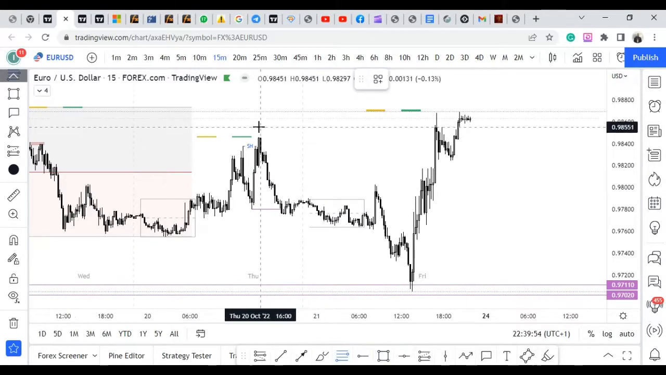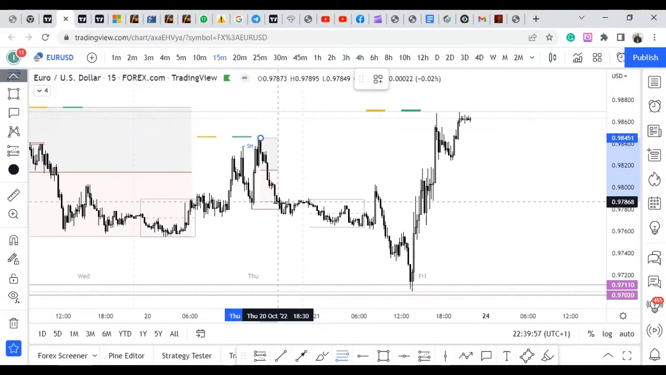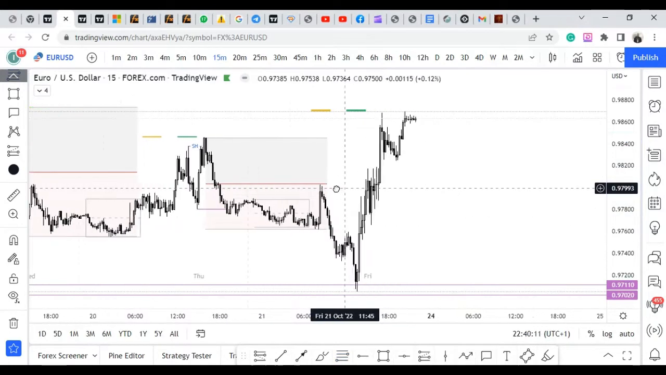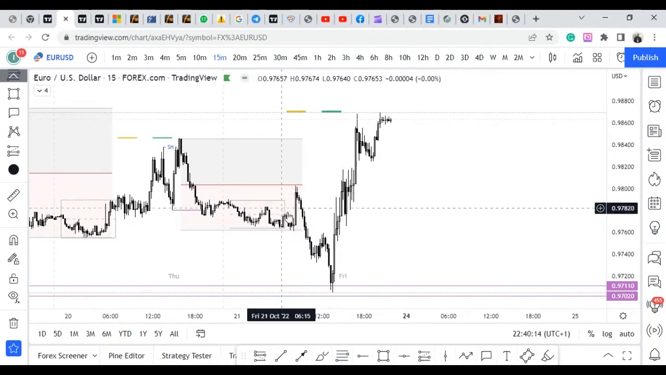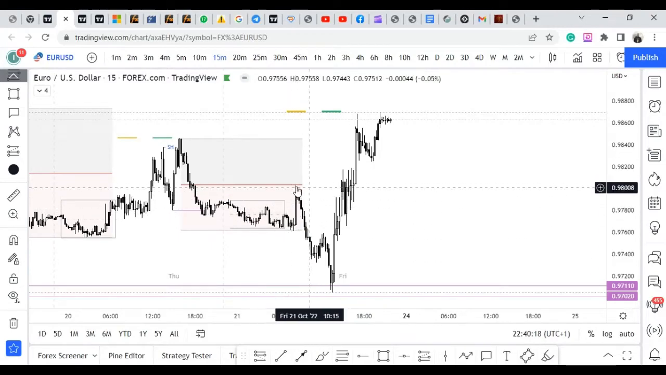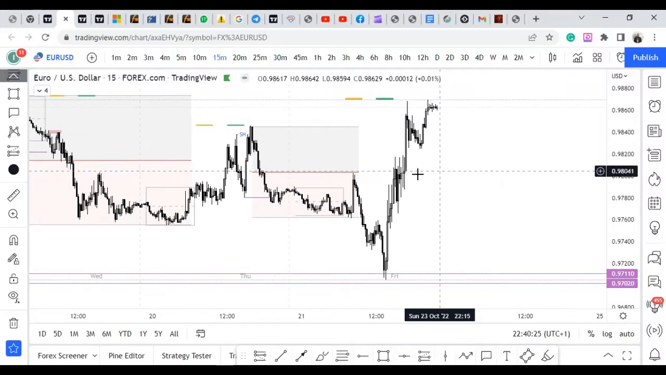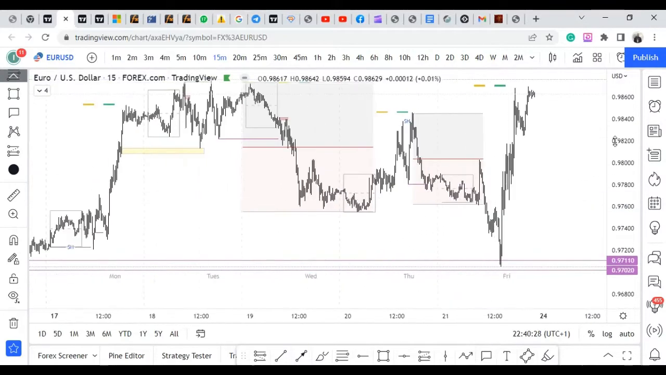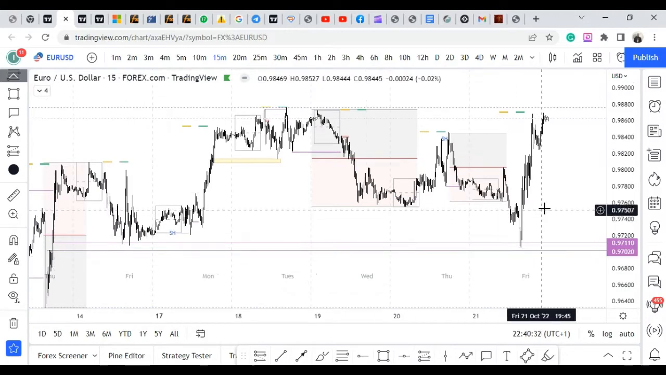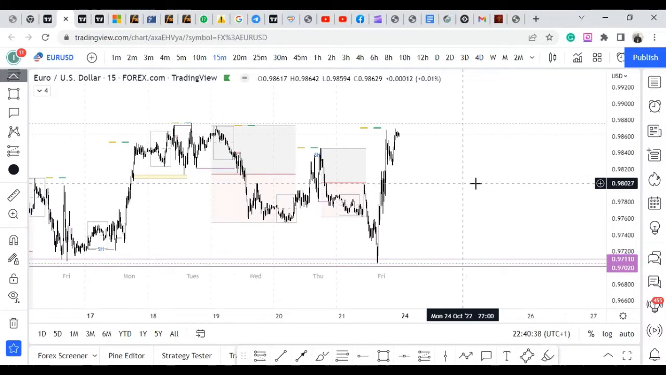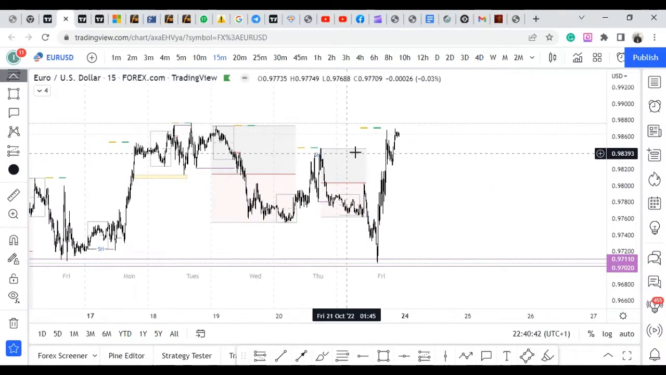Look at it. We have something like this. We have a pullback here, shallow, never got to premium, here never got to premium, here also never got to premium. Then we have this. The mistake I made here was to say, okay, price is still at discount, I cannot sell. I was still looking for buys. And then I was taken out of the trade here. I lost here.